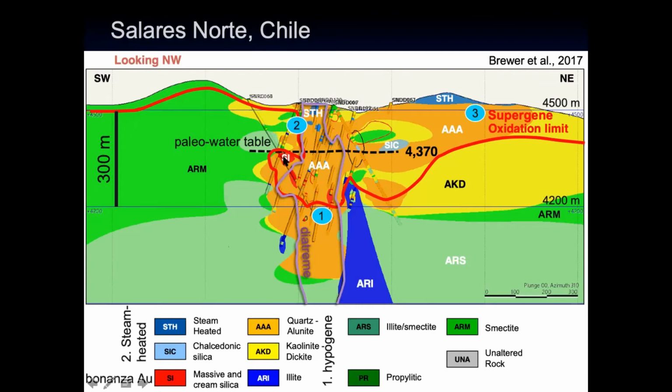With the ore stopping right at the base of the paleo groundwater table. All of the ore is below the paleo groundwater table as defined by the steam-heated alteration, similar to Pirquitas, which was the exploration model Goldfields used when exploring for Salares Norte in this area of extensive steam-heated alteration, as well as supergene alteration at the surface.